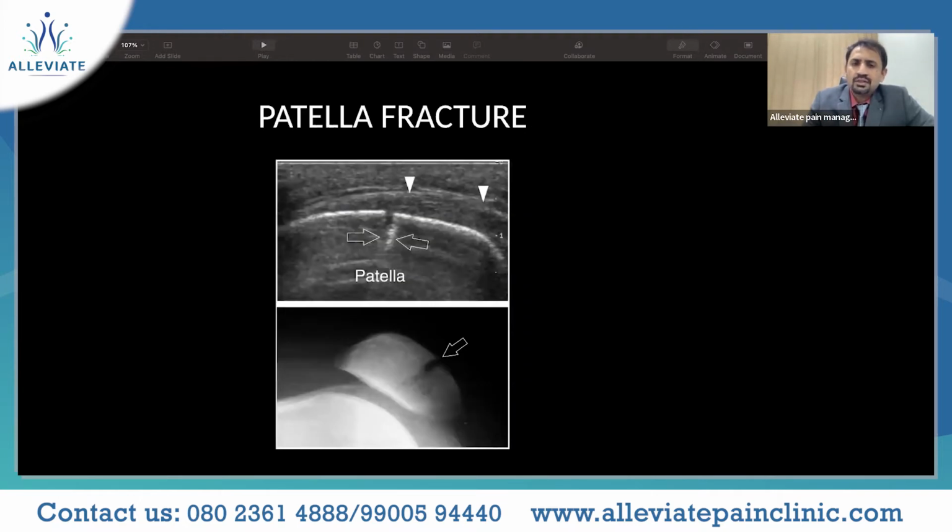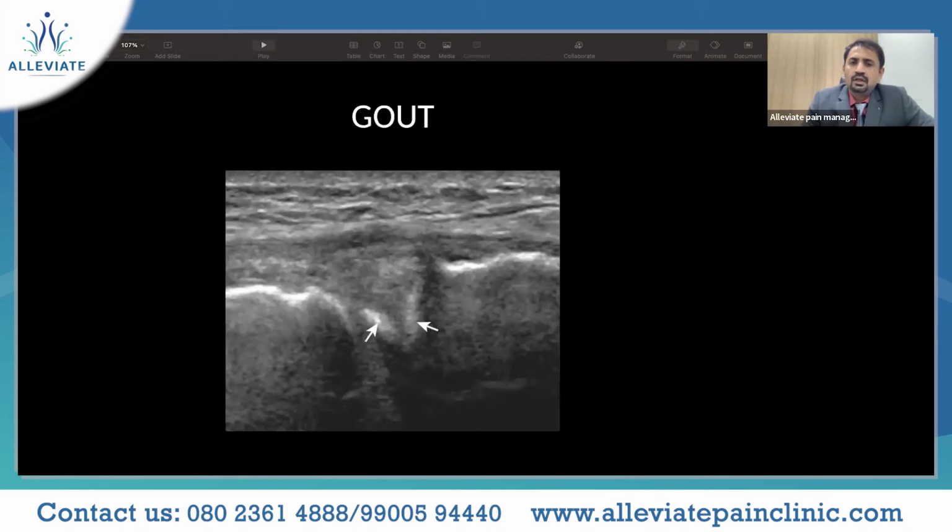A few things which also can be missed sometimes are small fractures of the patella. In this case, you can see that there is a cortical defect, or a cortical break, which you can actually appreciate, and it is also compared with a radiographic image. In cases of crystalline arthropathy like gout, you can see in this case the deposition of monosodium urate crystals in the meniscus.